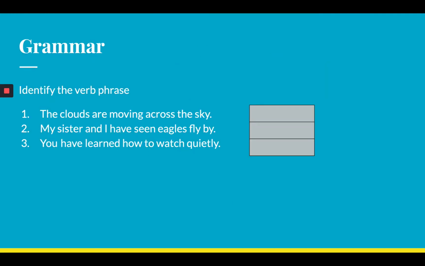In grammar, we've been studying the verbs be and have. Right now, I want you to take what you've learned from studying these verbs and identify the verb phrase in each of these sentences. Go ahead and pause the video, and when you are done, come on back.